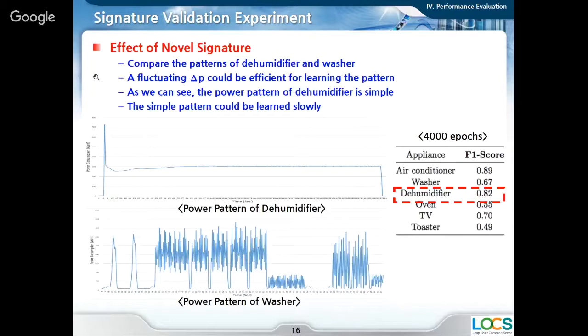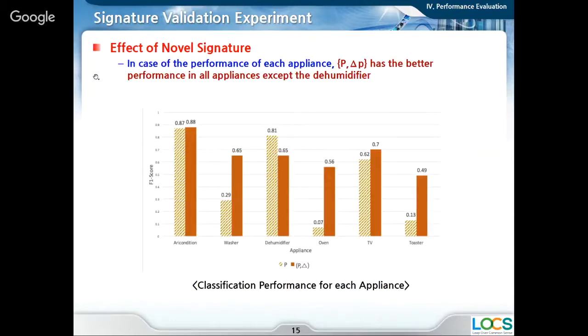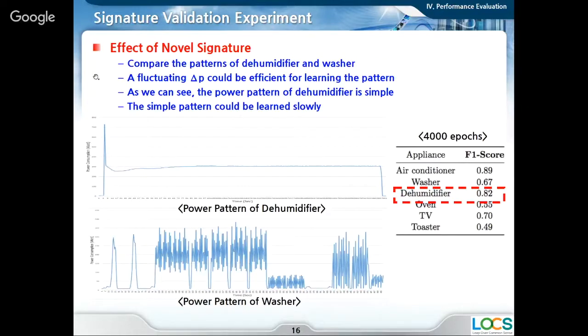So we trained more and more, and after 4,000 epochs of training, the dehumidifier's performance was higher than before. At first, the F1 score was 0.65, but now the F1 score is 0.82. So we know that the simple pattern could be learned slowly, but this problem can be solved with more training.